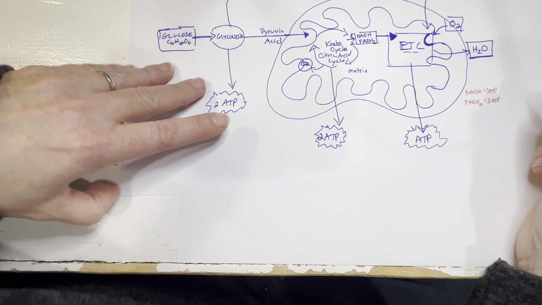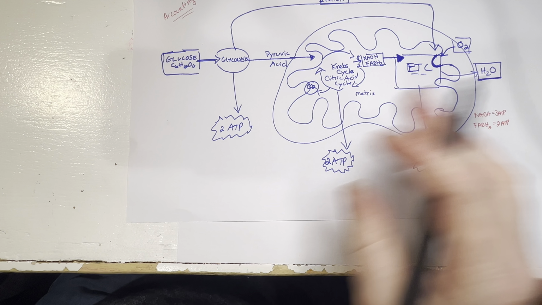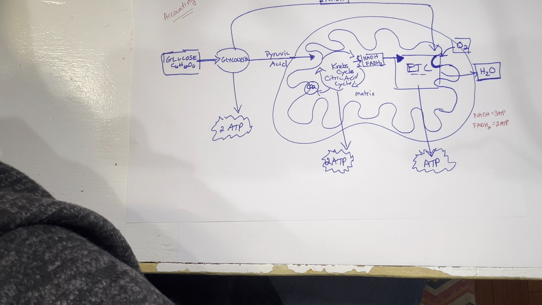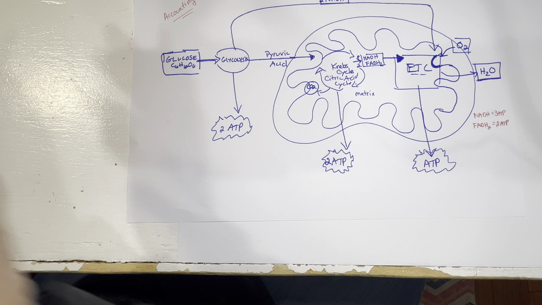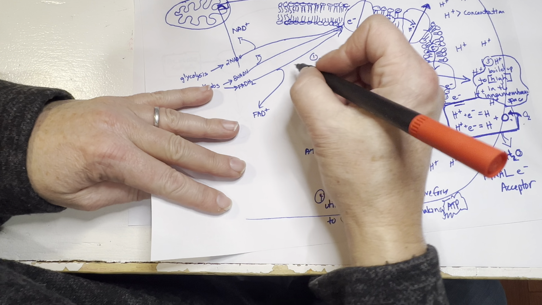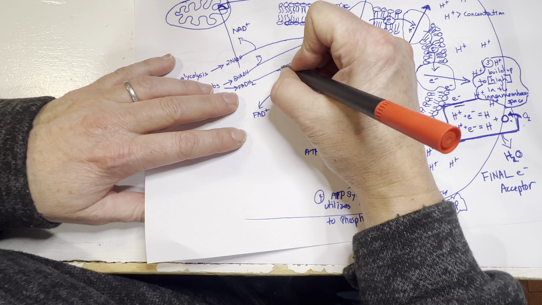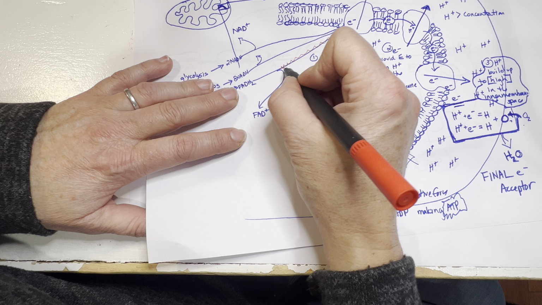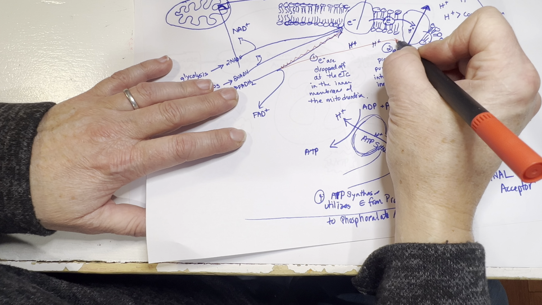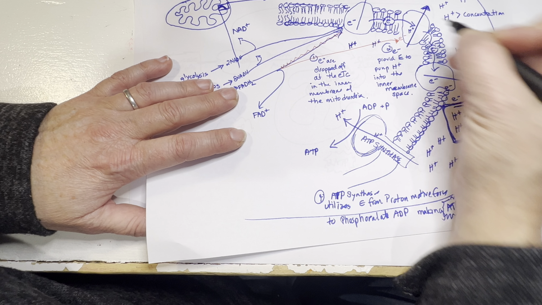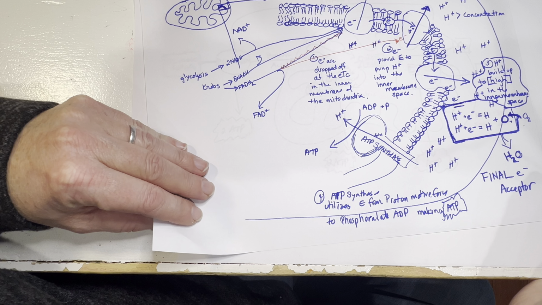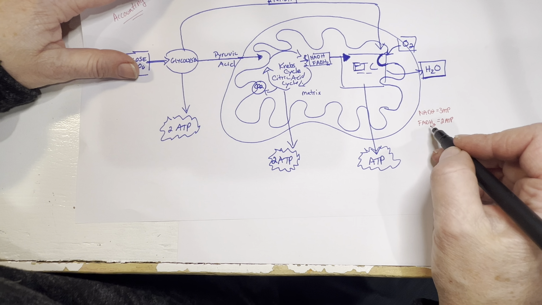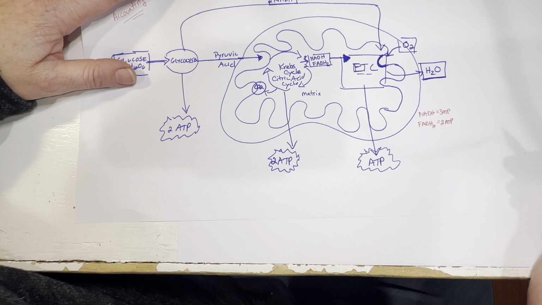Now, let me bounce back to my electron transport chain just for a minute and point out why the lesser number for FADH2. I probably should have made this a little bit more clear here. FADH2 doesn't actually dump off at the beginning of the electron transport chain. It dumps off partway through. So FADH2 contributes its electrons a little bit later on in the process. All right, so every NADH makes 3 ATP, every FADH2 makes 2 ATP.